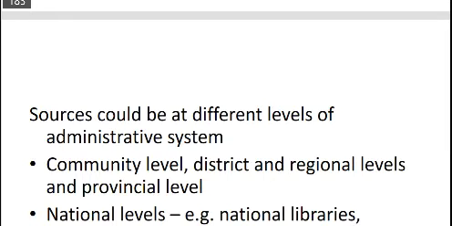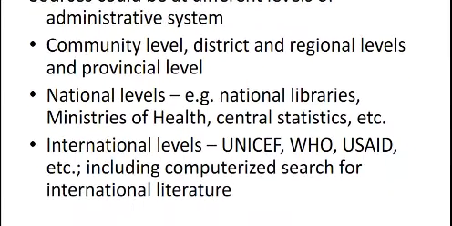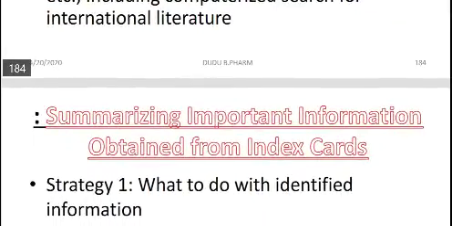Sources could be at different levels of the administrative system. It might be at community level, district and regional level, and provincial level. It might be at national level, for example national libraries, Ministry of Health, Central Statistics, etc. As we said, it might be international level, UNICEF, WHO, USAID, etc., including computerized search for international research.